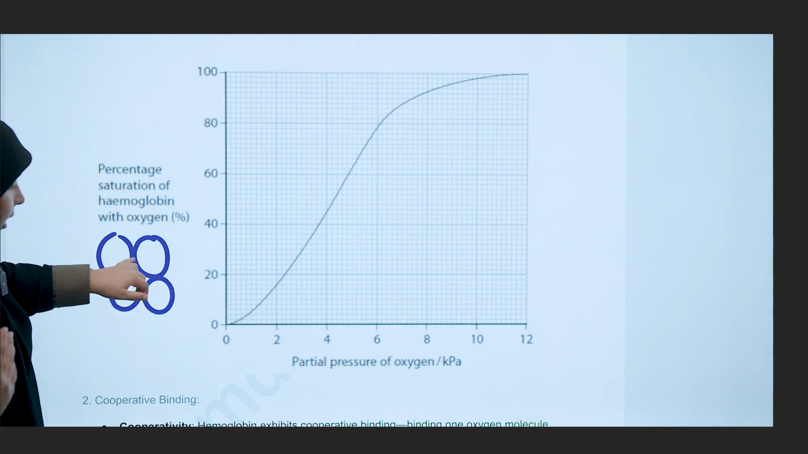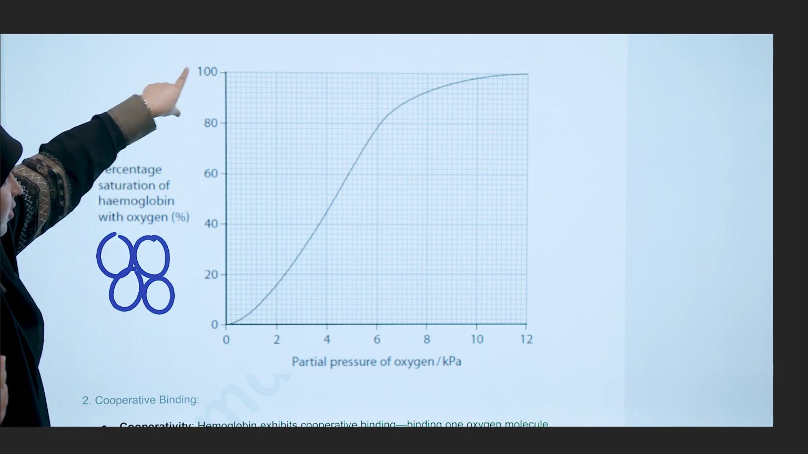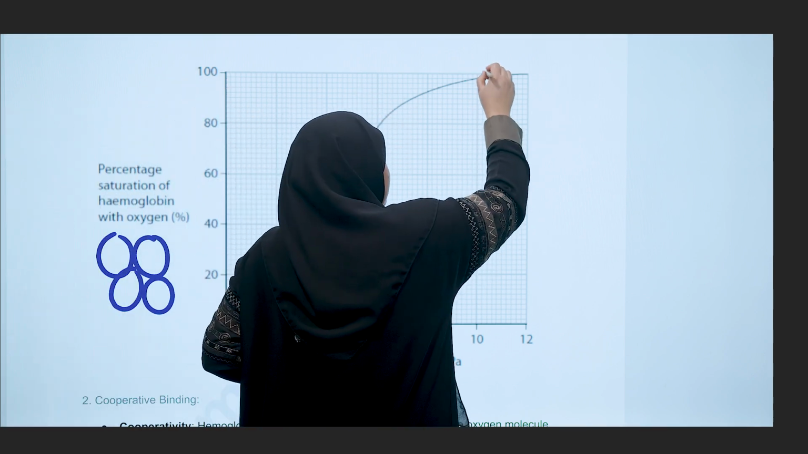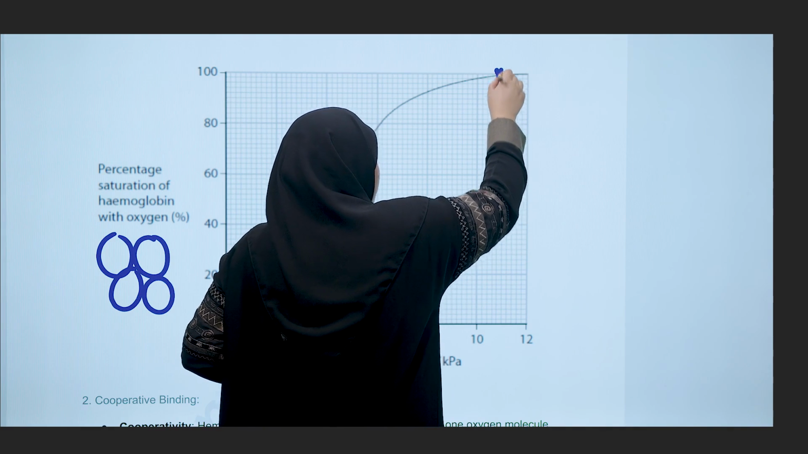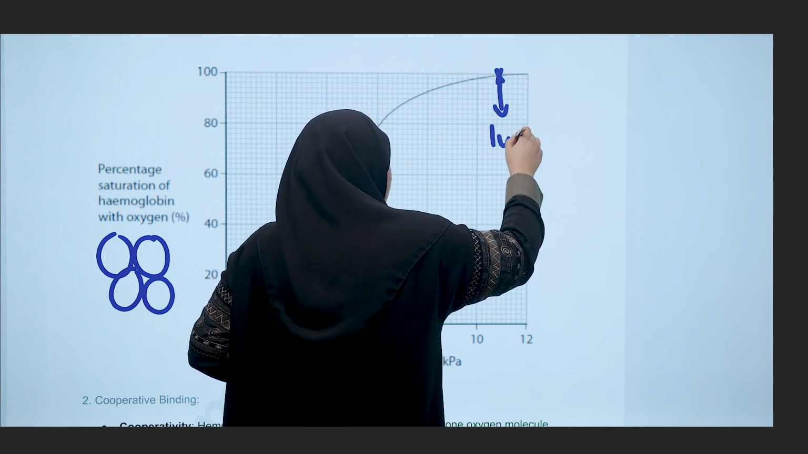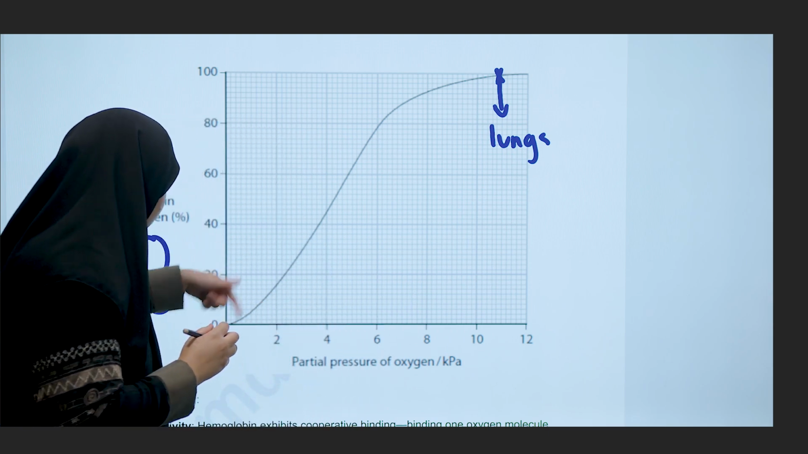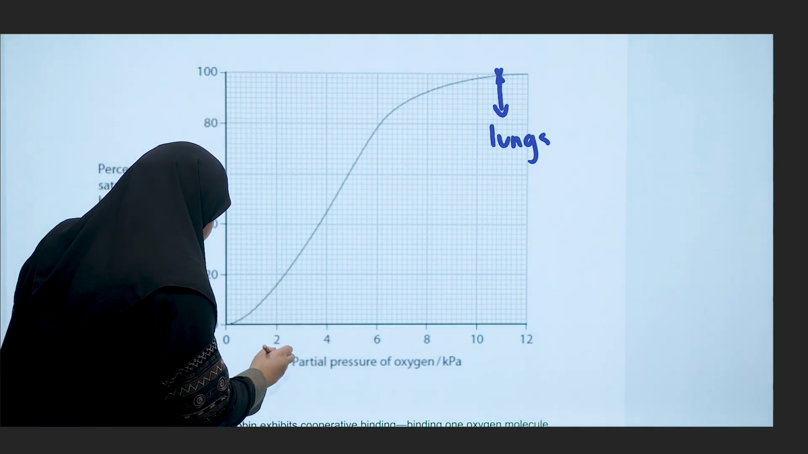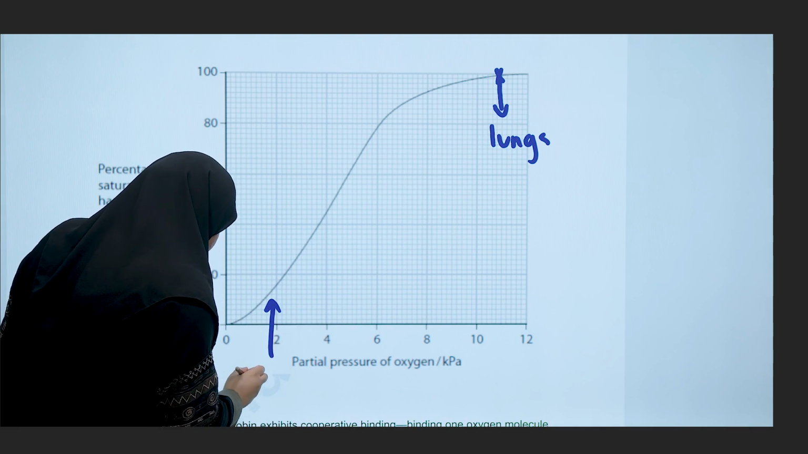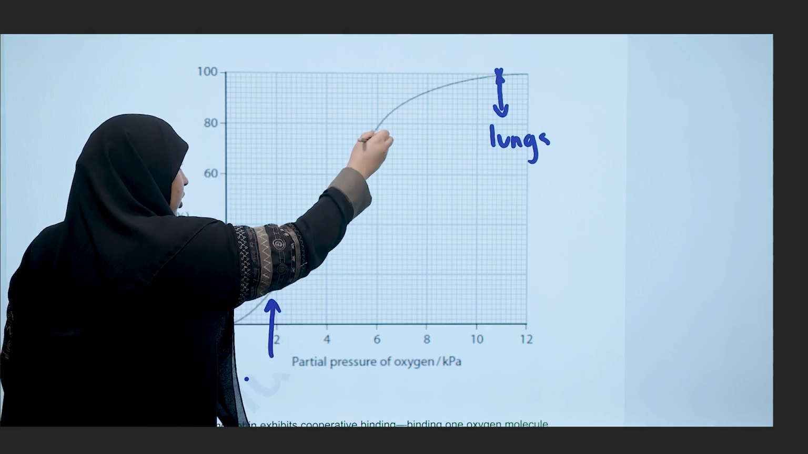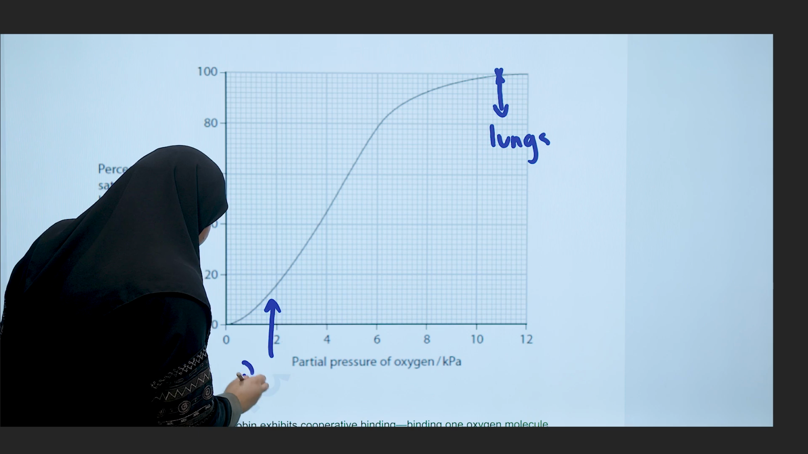Now, you see that here, the percentage saturation is 100. This point, right? This happens where? In the lung. And then you see the lowest amount in here, and here where? We're having it in the respiring tissues. It will start to be unloaded in the respiring tissues.